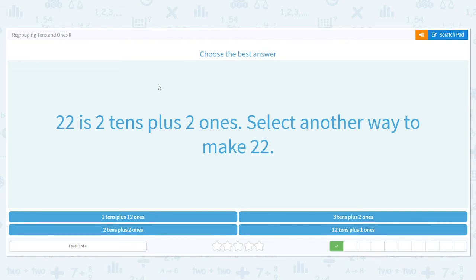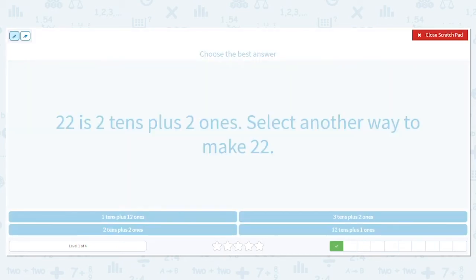Let's try another. 22 is 2 tens plus 2 ones. Let's find another way to make 22. So again, I have 2 tens and 2 ones. Our last problem, we took a 10 from here and we gave it to the 1.